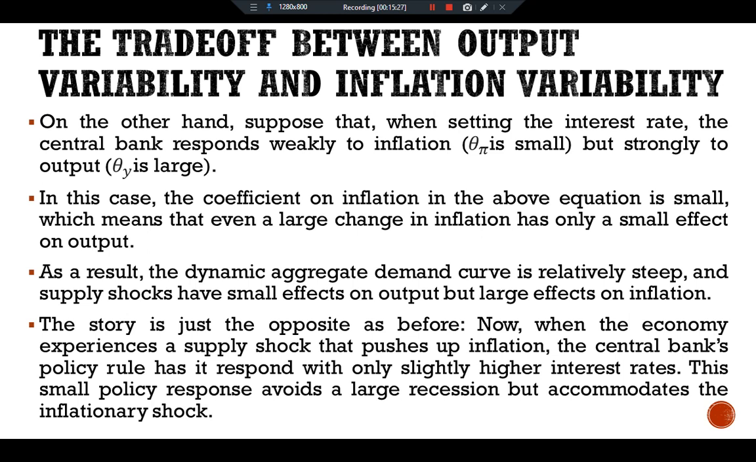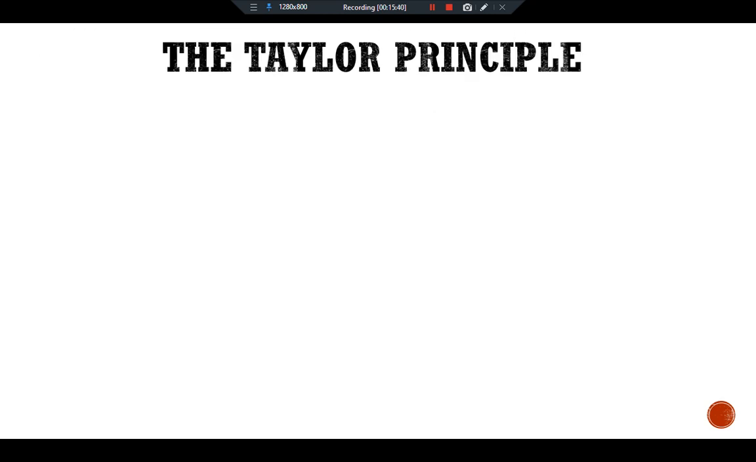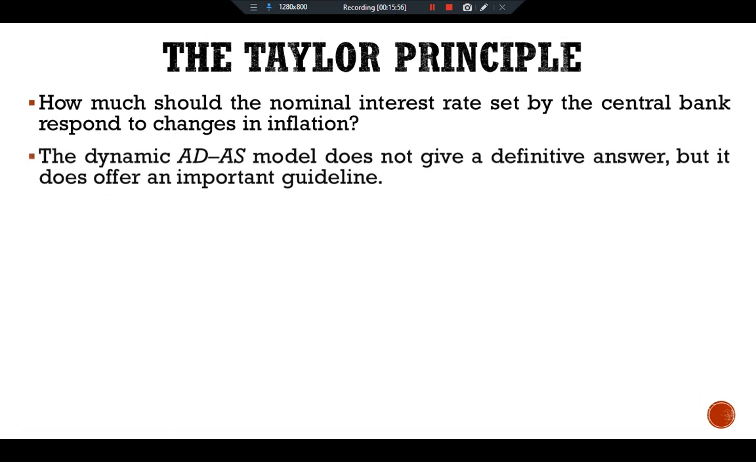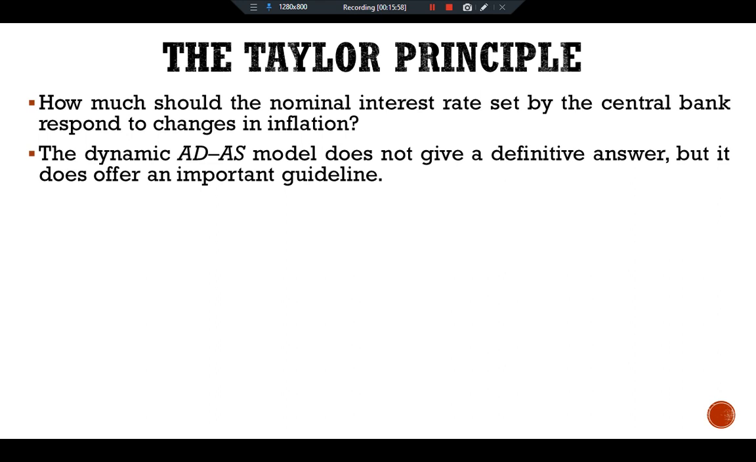Okay, moving towards the further understanding of the trade-off between inflation variability and output variability. Here we have the Taylor principle. Okay, one of the main questions which Taylor highlighted is how much the nominal interest rate set by the central bank should respond to changes in inflation. The dynamic aggregate demand and aggregate supply model does not give a definitive answer, but it does offer an important guideline. Okay, recall the equation for the monetary policy.